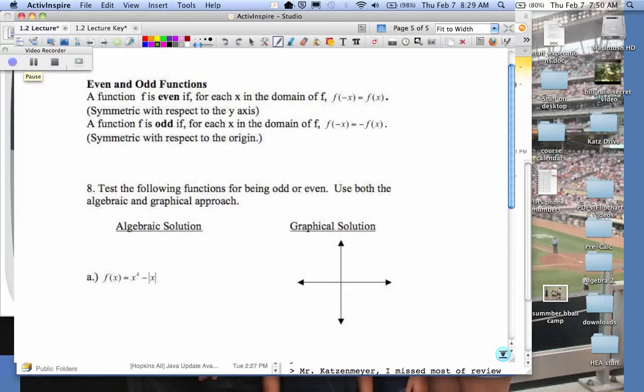Even, odd functions. A function is even if for each x in the domain, okay? If that's true, you're dealing with an even function. And it's symmetric with respect to the y-axis.